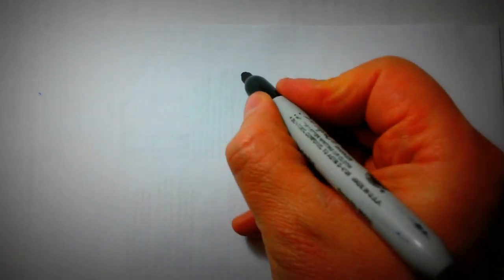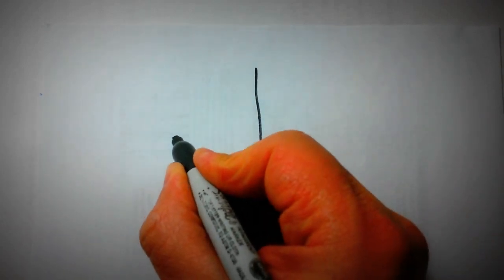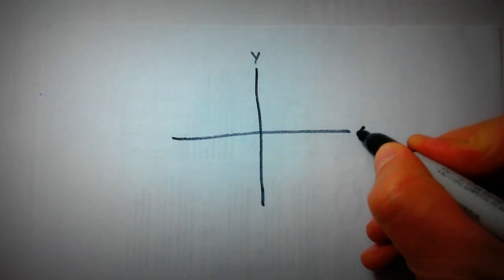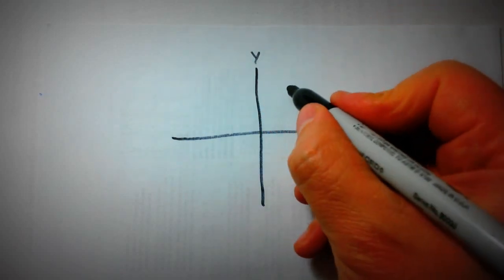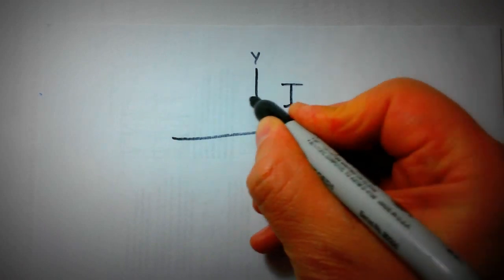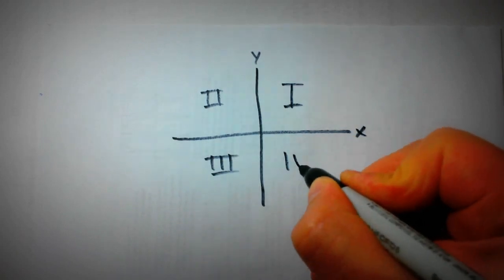When they talk about end behavior of a function, when we want to describe the behavior of a function, we normally do it in the context of the quadrants of the Cartesian plane. You may recall that the Cartesian plane has 4 quadrants, labeled 1, 2, 3, and 4.